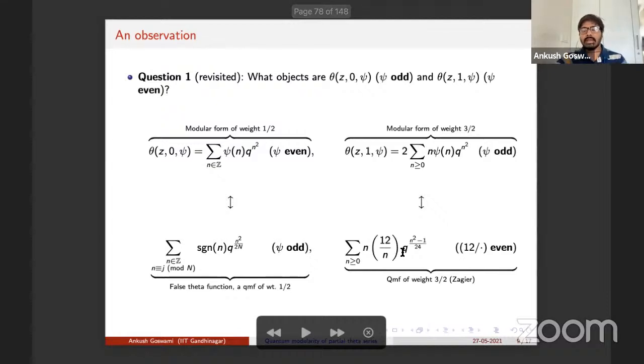And then in the second case, as shown by Zagier, if you consider this partial theta series, where the sum now runs from 0 to infinity of n times this Kronecker symbol times q to the power of (n squared minus 1) divided by 24, where this Kronecker symbol is an even function now. This is an example of a quantum modular form of weight 3/2, which was shown by Zagier, and something we already saw in the last slide.